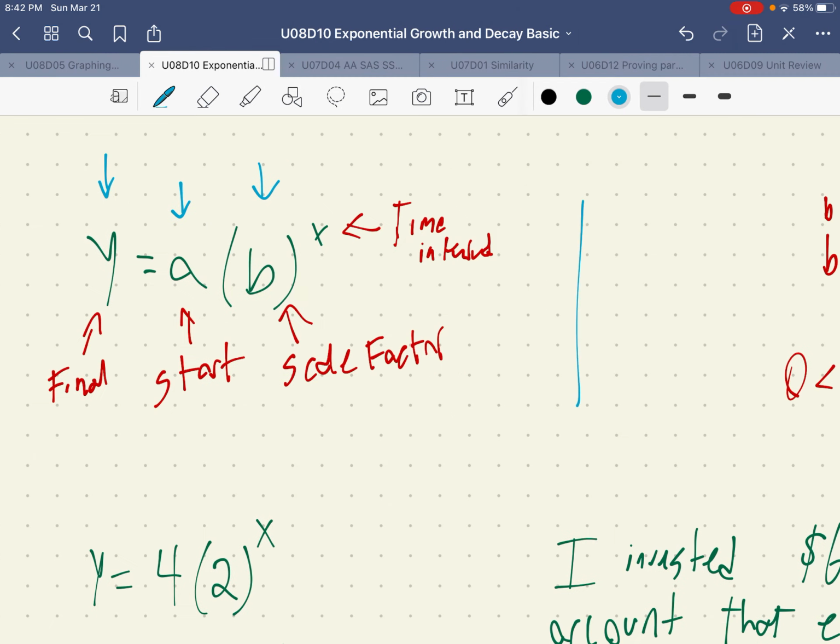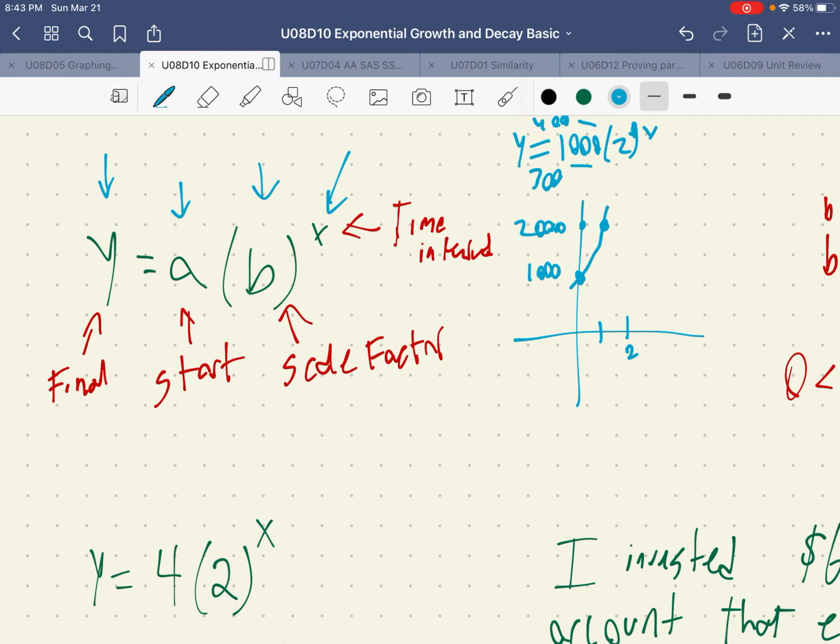So if we were to look at the graph of a function like y equals 1,000 times 2 to the x power, it would have a y-intercept at 1,000, and after 1 year, which is x, our time interval, it would multiply by the scale factor of 2, so it would go up to 2,000. And then after a second year, it would go to 4,000. It would double again. And we get this curve.